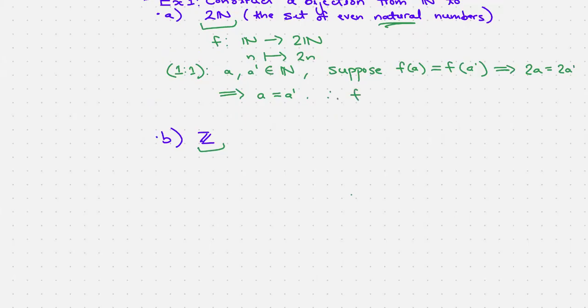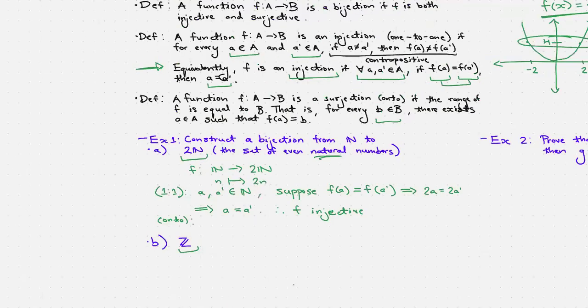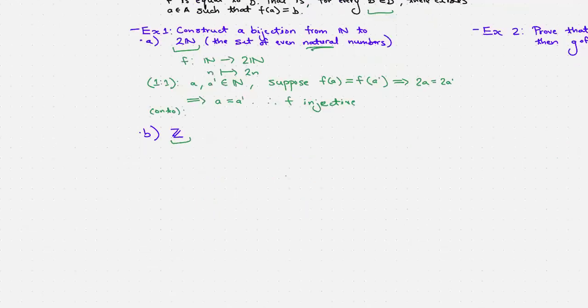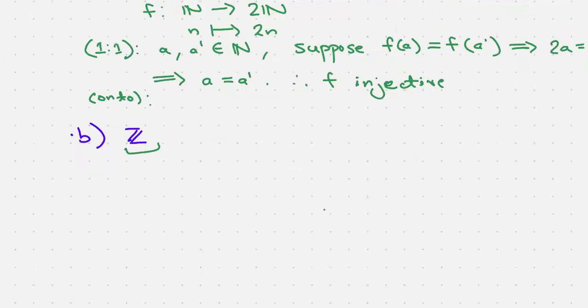And then let's do onto. Okay, so for onto, note again, if we select any element in the codomain, we can find some element back in the domain that will map to it. So let us choose, let's do b in 2N.